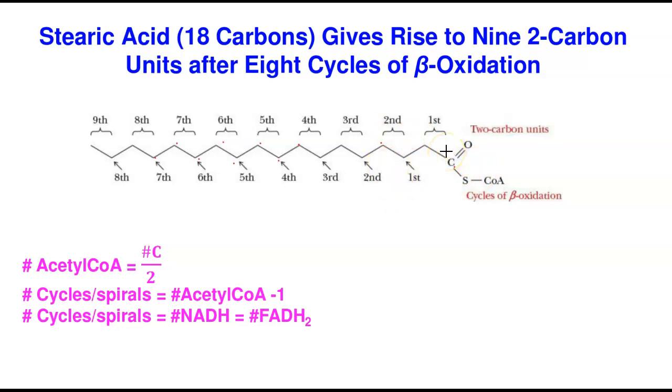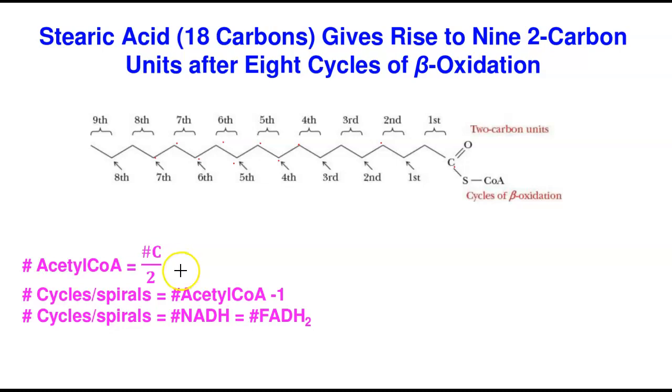So you're going to get what? You're going to get how many 2-carbon units? You're going to get 9 two-carbon units, or 9 acetyl-CoA. And you're going to run through 8 cycles. Remember, this is the first cycle, second, third. Okay, but how can we do that? There's an easy way to do that.